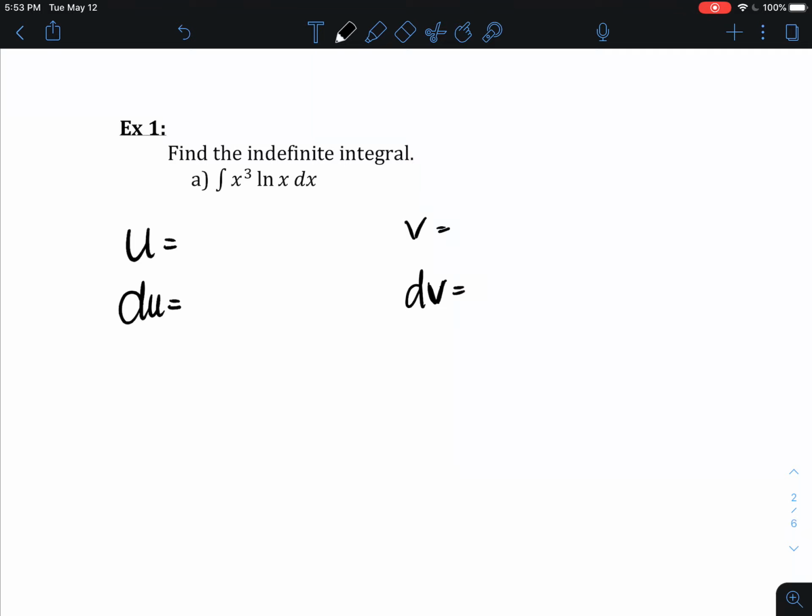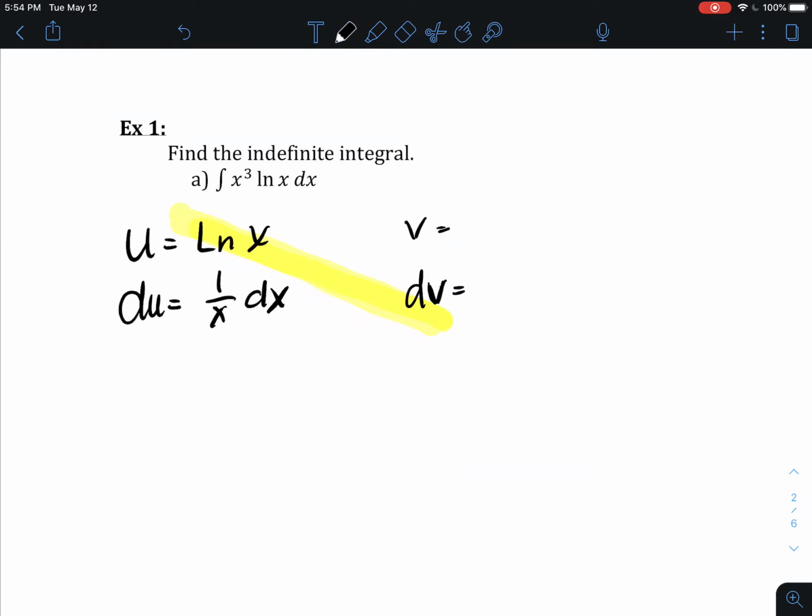So let's pick u first. I want it to be the one with the simpler derivative. We have x cubed and natural log of x, so the natural log of x is the easier one to take the derivative of. If you remember, the derivative is going to be 1 over x dx. And you're kind of working diagonally, so this is what we need to find first.